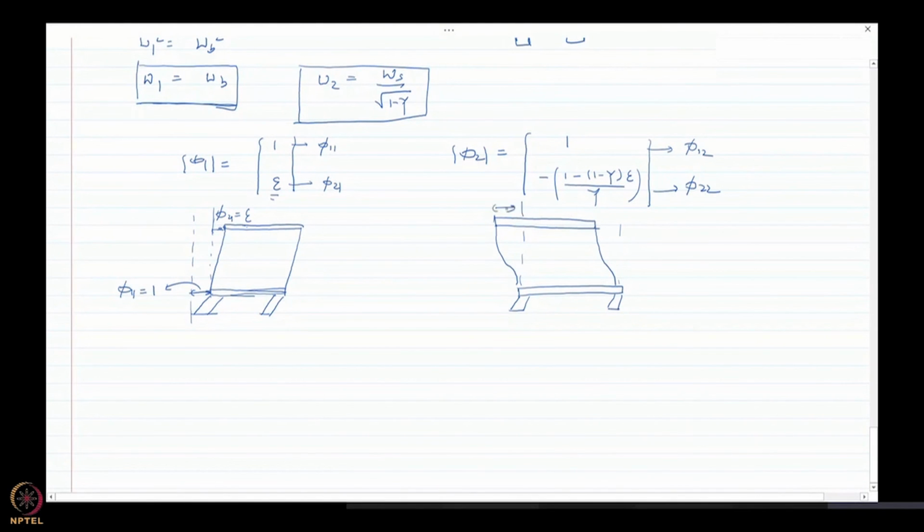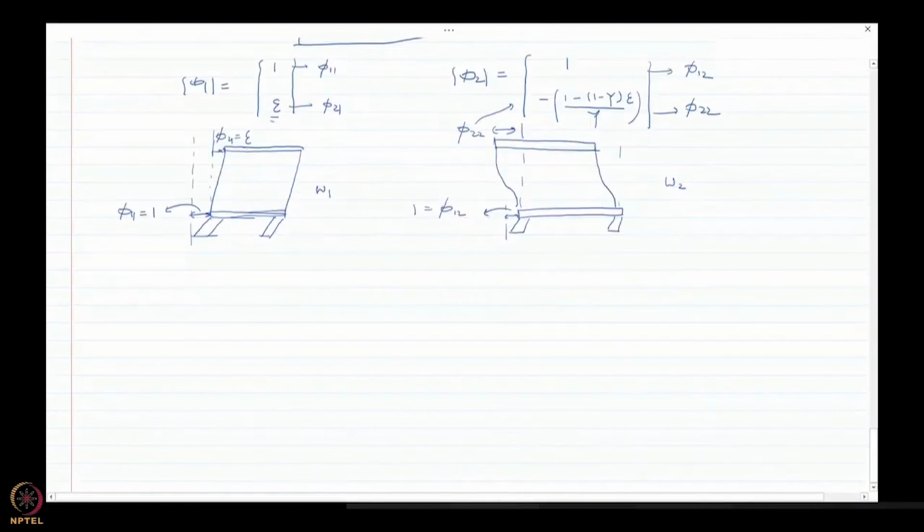This here is basically your phi 22, and this here with respect to the relative deformation of the base is phi 12. This is equal to 1, and phi 22 is basically the second quantity here. Okay, so in the second mode, remember this is your omega 1 and this is omega 2. In the second mode, the superstructure deformation is not negligible compared to phi 12. So phi 21 is not negligible compared to phi 12.